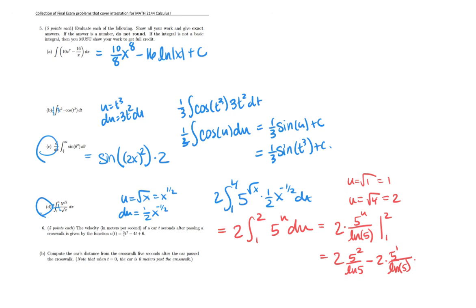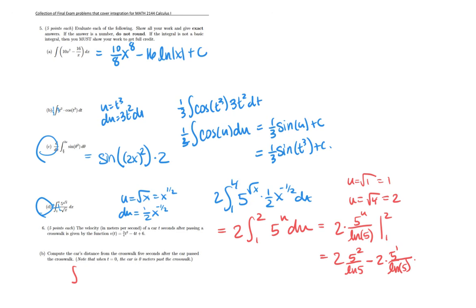For the next one, it says the velocity in meters per second of a car t seconds after passing a crosswalk is given by that. Compute the car's distance from the crosswalk 5 seconds after the car passed. So I want to compute the car's distance. So I would need to figure out the position. So I know that the position is going to be the integral of the velocity.